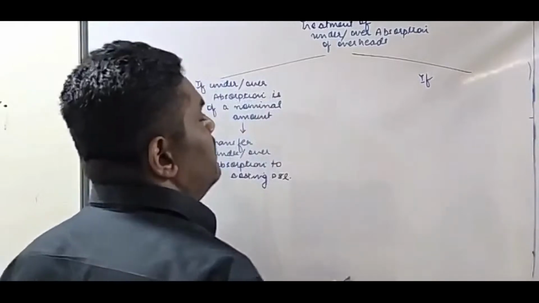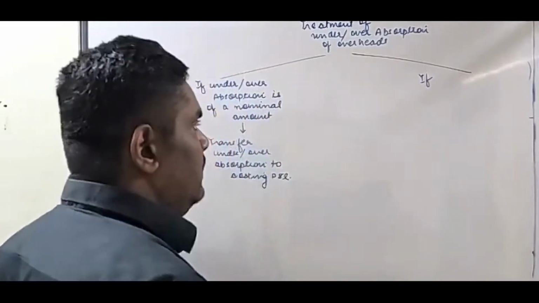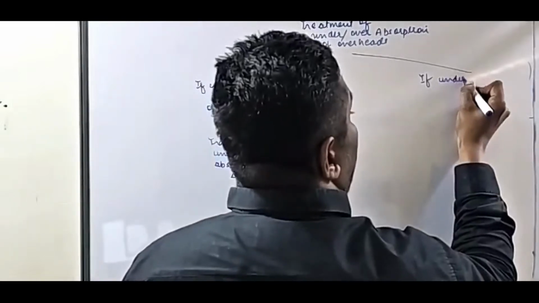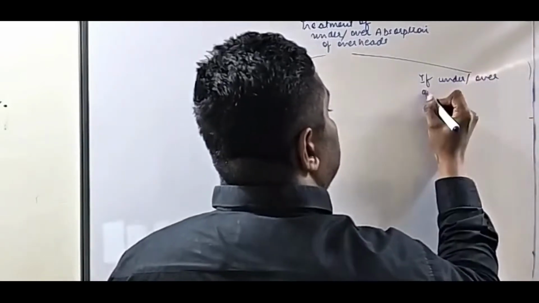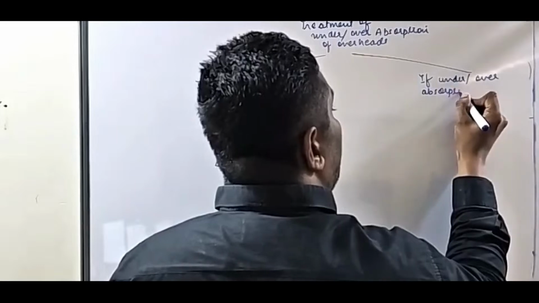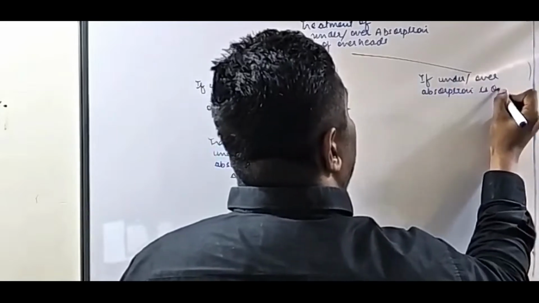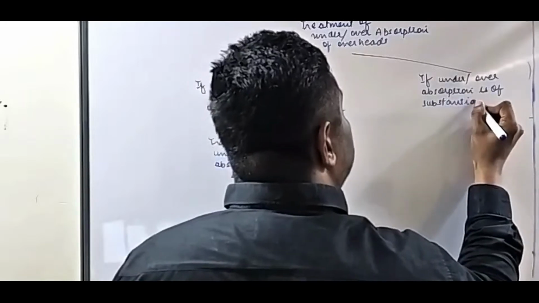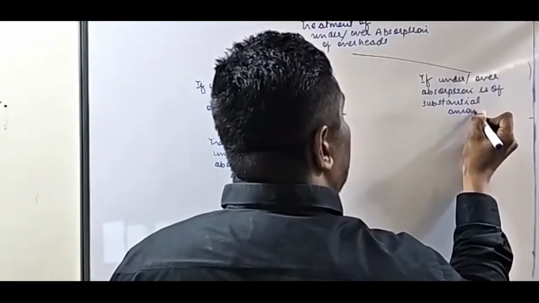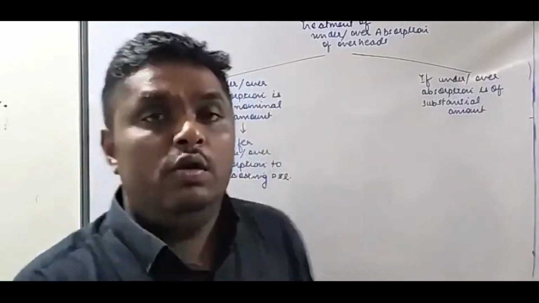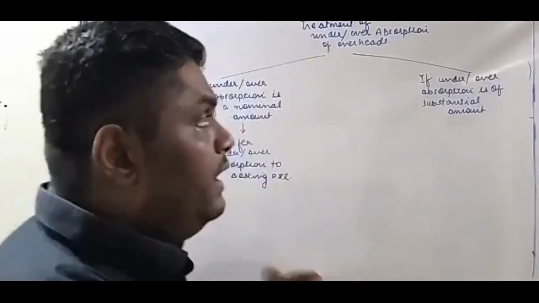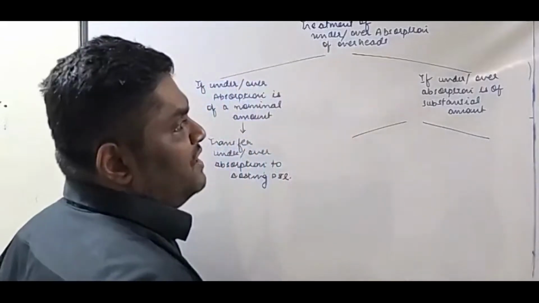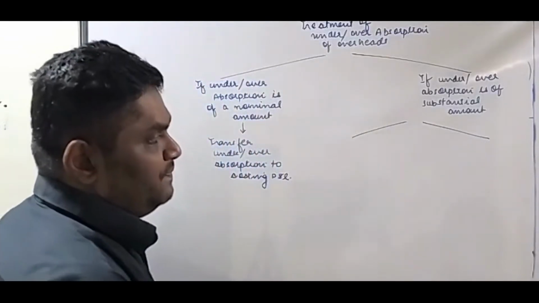Further, if under or over absorption is of a substantial amount, बड़ा अमाउंट आ रहा है, अंडर और ओवर अब्जॉर्प्शन का अमाउंट काफी ज्यादा है. Now check the reason. Check the reason of difference.